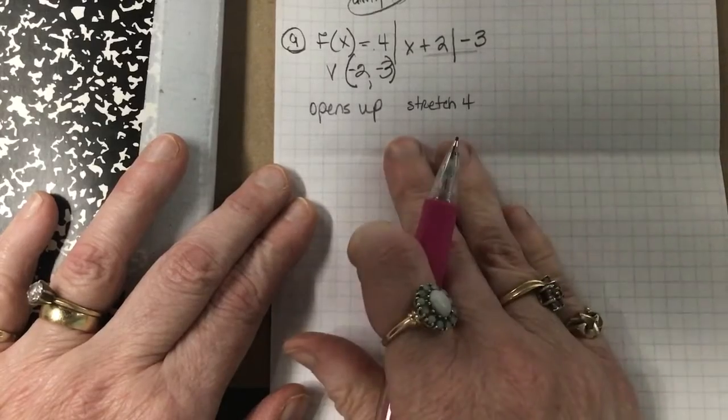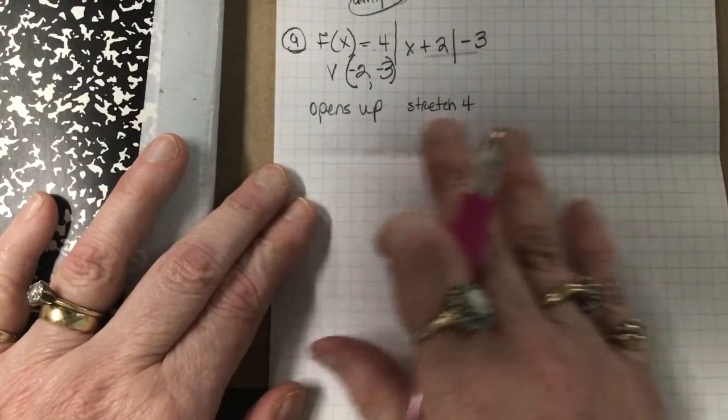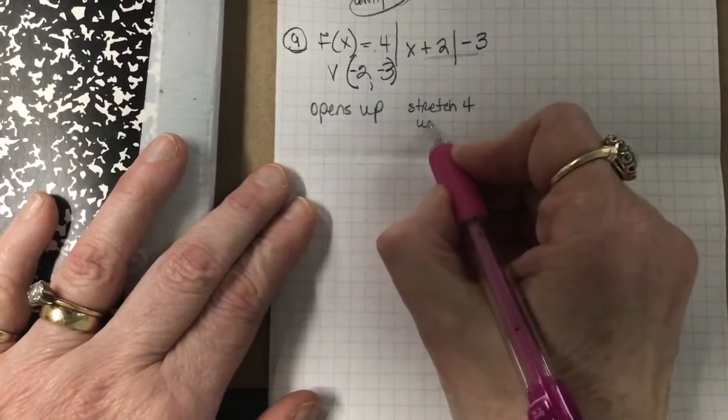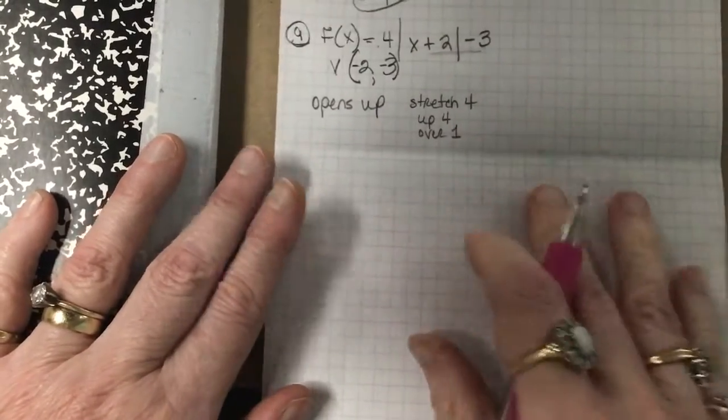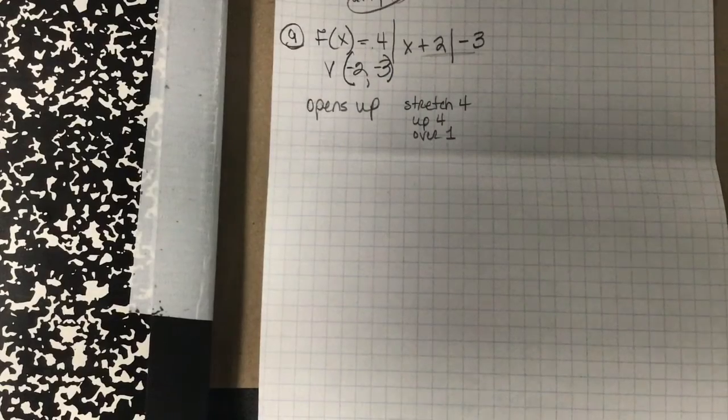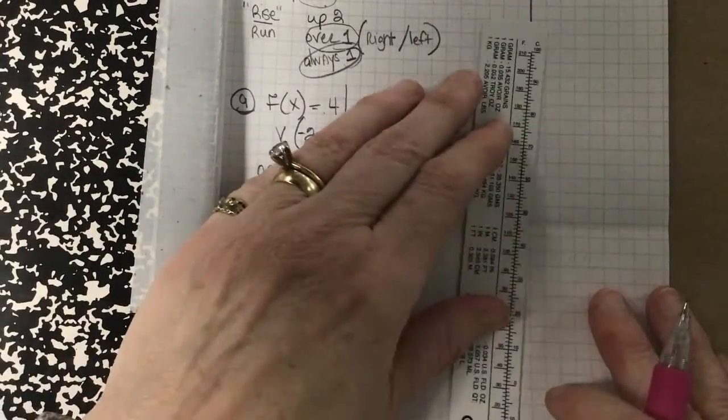4. Now normally I don't even ask for that because I'm going to see it in your graph, but you're going to go up 4. And then I just say over 1. What I mean by that over 1 is you're going to go right 1, and you're going to go left 1. That gets the symmetry of the t-table, however you want to do it. So over 1 means both ways.